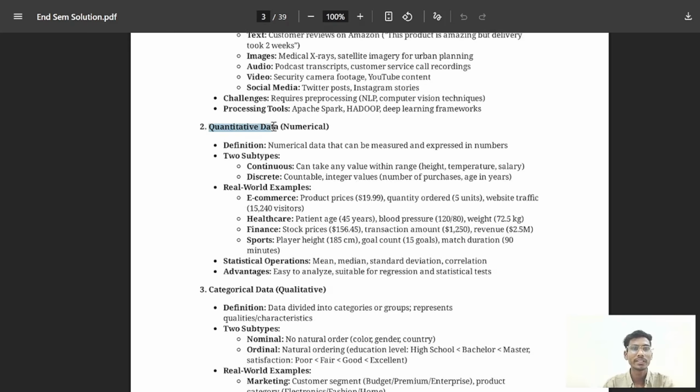So, what is quantitative data? Quantitative data is numerical data. Its definition: numerical data that can be measured and expressed in numbers.